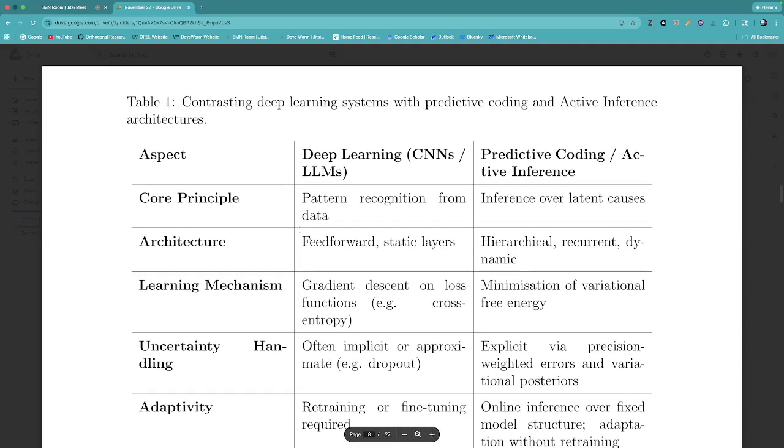Actually, this is a nice table. This is contrasting deep learning systems with predictive coding and active inference architectures. So this is getting at the different aspects of these systems and how they do things differently. The first aspect is core principle. In deep learning approaches, you have pattern recognition from data. In predictive coding and active inference, we have inference over latent causes. So that's a difference in terms of how data is dealt with, which is important.